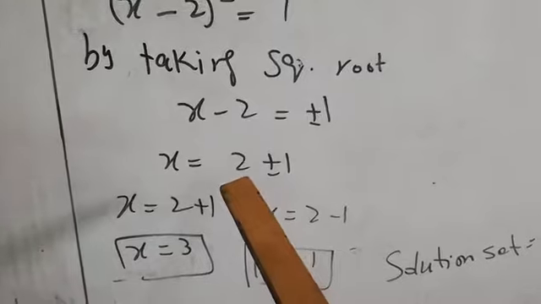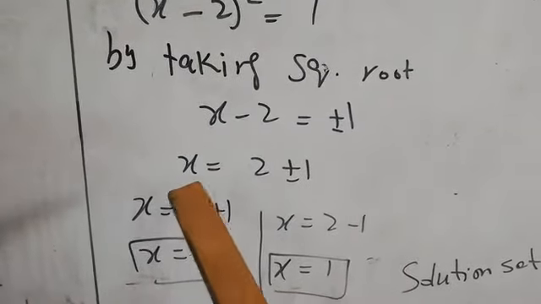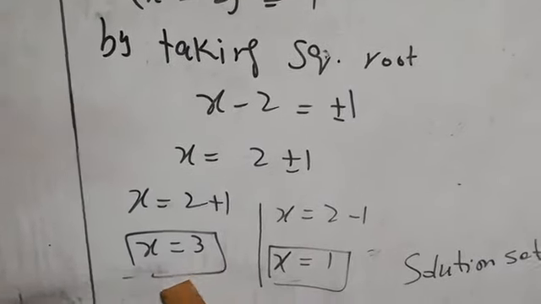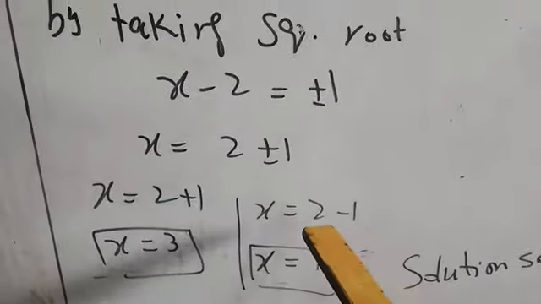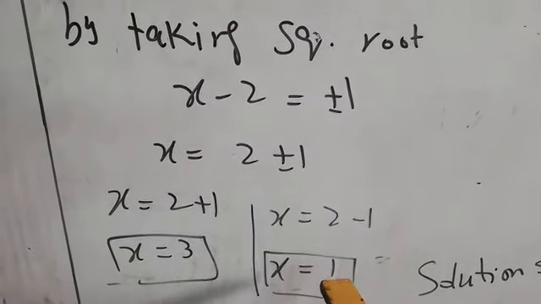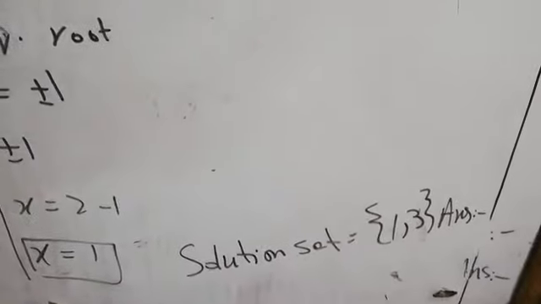And again we have two situations, 2 plus minus 1. In our first side we will add 1 into 2 and get x is equals to 3. In our next side we will subtract 1 from 2 and we will get x is equals to 1. So our solution set is 1 and 3. This is the end of our exercise 1.1.